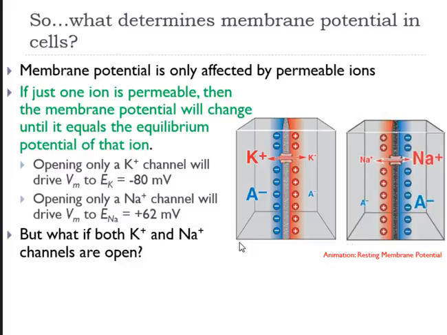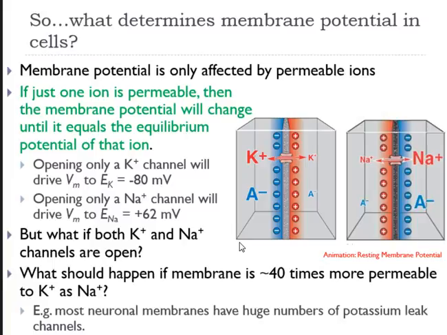But if both of these channels were open, then you'd probably get to a situation where you're somewhere in between, right? So you've got potassium moving across the membrane such that it's driving the membrane potential towards minus 80, but sodium is moving across the membrane to drive the membrane potential towards plus 62. So if both of them are equally permeable, so if there's equal numbers of channels for the two ions, then you'd expect the membrane potential to end up somewhere in between. You'd never get to the equilibrium potential of potassium, and you'd never get to it for sodium. You'd be somewhere close to zero, maybe a little bit on the negative side, just because potassium has a little bit larger concentration gradient than sodium.